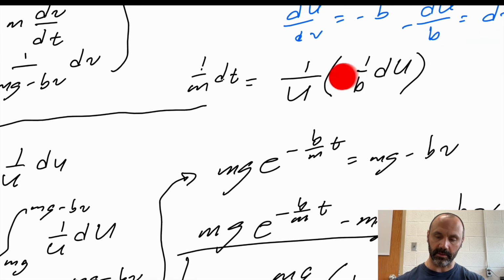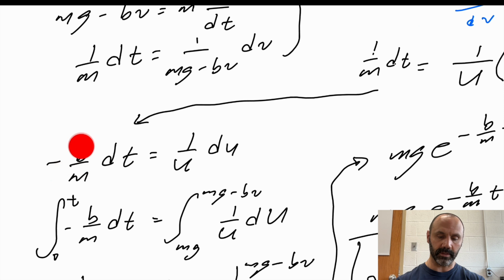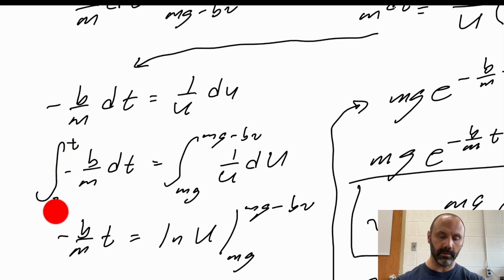So what I do is I take the negative b here and I multiply it to the other side. So I got negative b over m dt equals 1 over u du. Nice and simple on this side. Now integrate. The limits here is just from 0 to t.